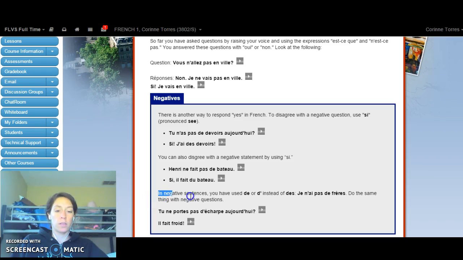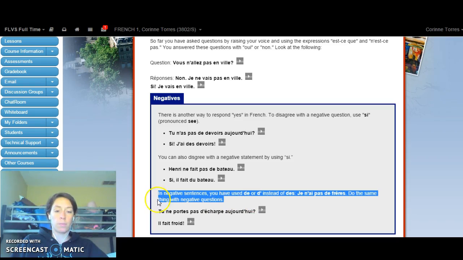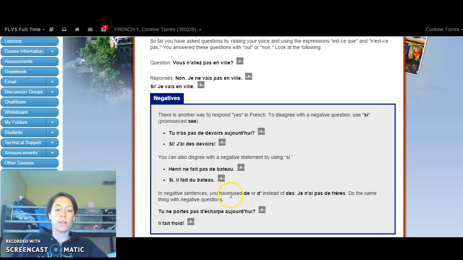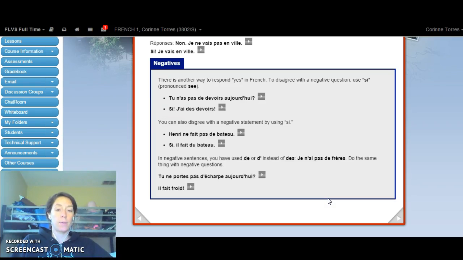So pay close attention to this little sentence here, and it's something that I would write down. In negative sentences, you have to use de or d' instead of un, une or des. So if they ask, do you have brothers? No, I don't have any brothers. Je n'ai pas de frères. Okay? Anytime it's a negative sentence.